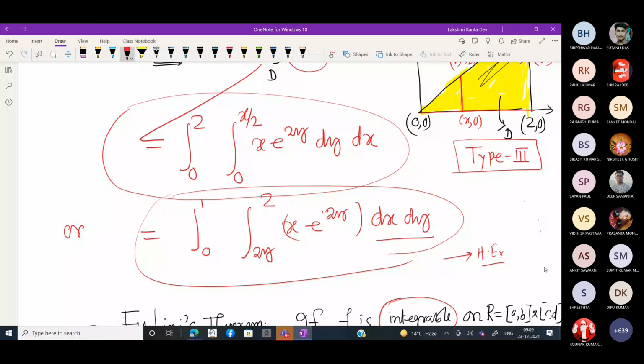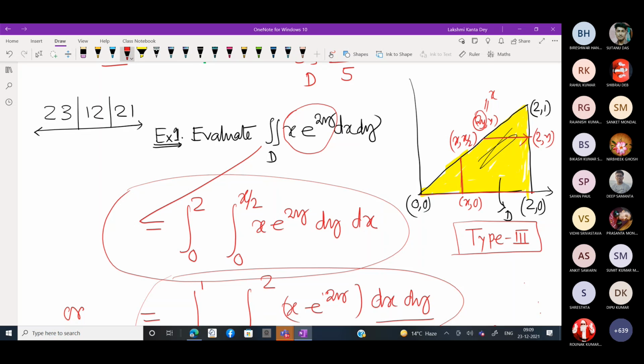Again, I explain it. Suppose the question is this one. We have to integrate. This is your double integration, and the region of integration is given in the picture. This is a triangular region joining (0, 0), (2, 1), and (2, 0).